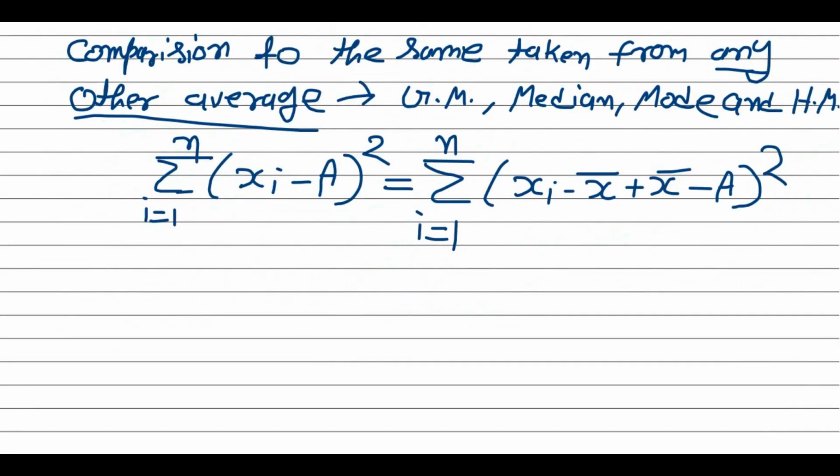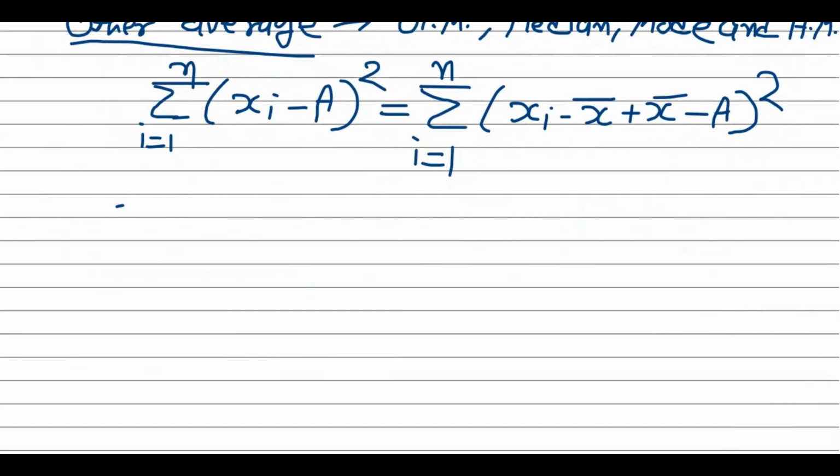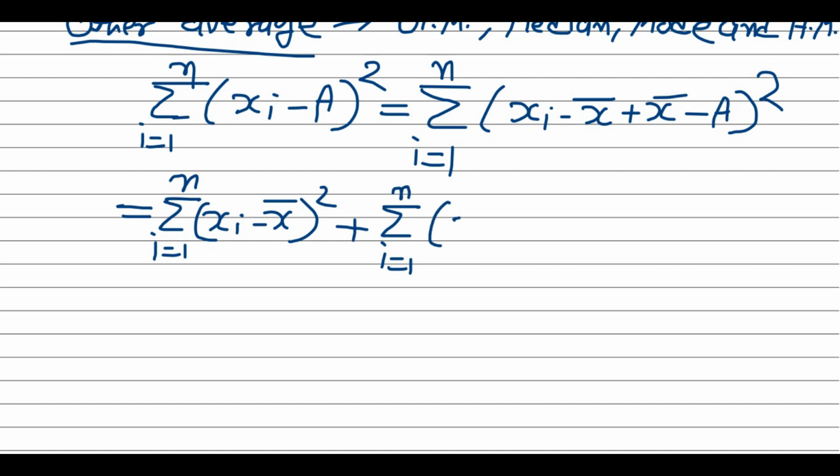So the expression you can write again: the summation of (xi - x bar) whole square, and of course i from 1 to n, plus the summation from i equals 1 to n of (x bar - A).